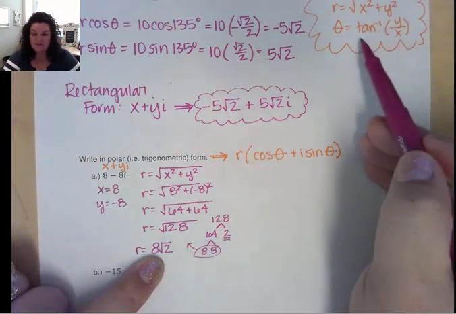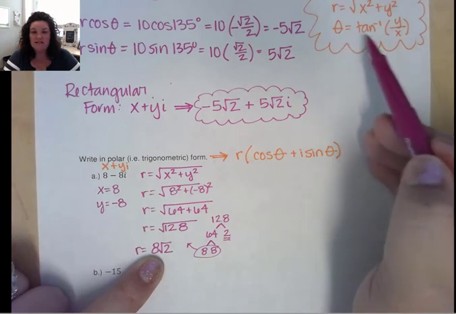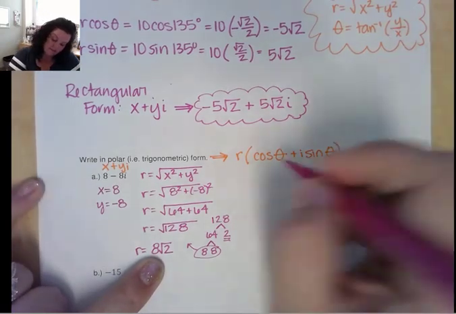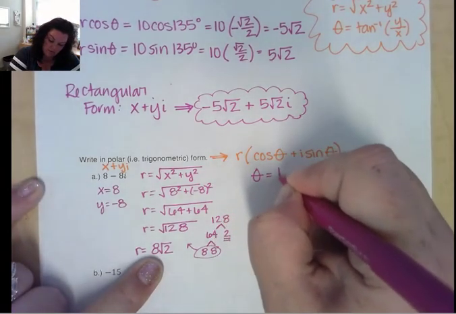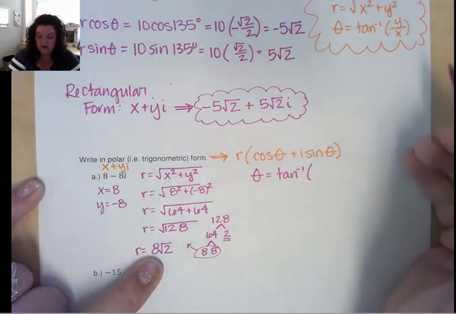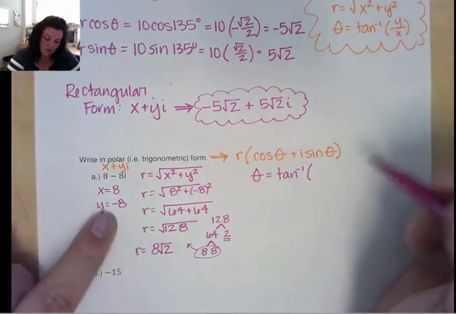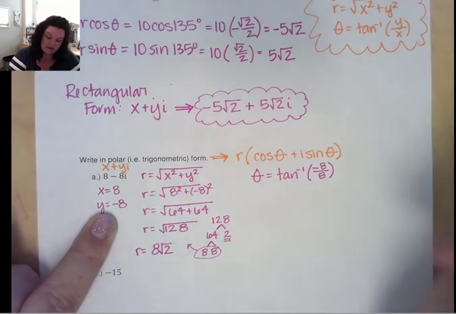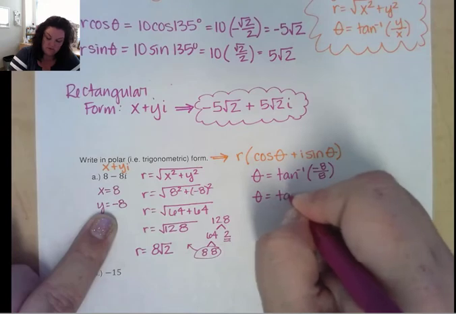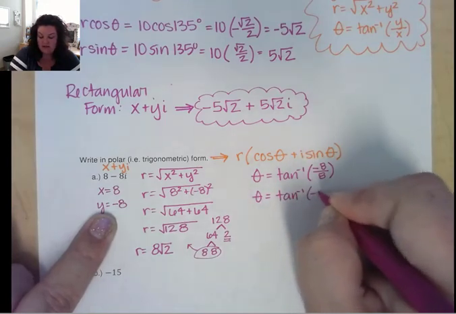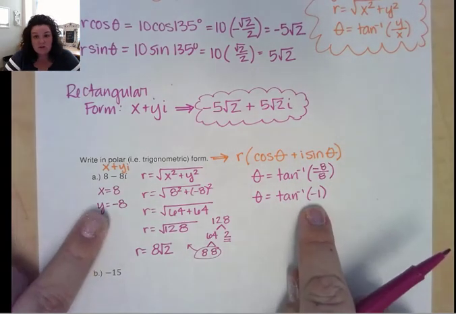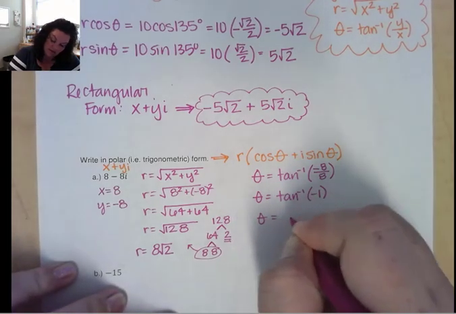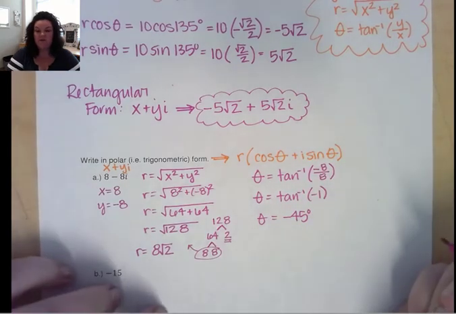Looking back up here at the top of my page, theta we can find by taking the tangent inverse of our ratio y over x. So theta is equal to tangent inverse of y over x. My y is negative 8 over my x, which is positive 8. So we're doing tangent inverse of negative 1. This is something you can plug into your calculator, and you end up with negative 45 degrees.